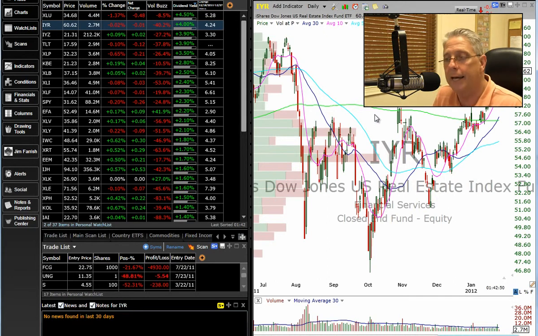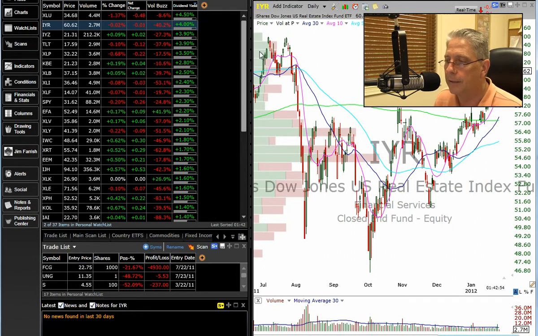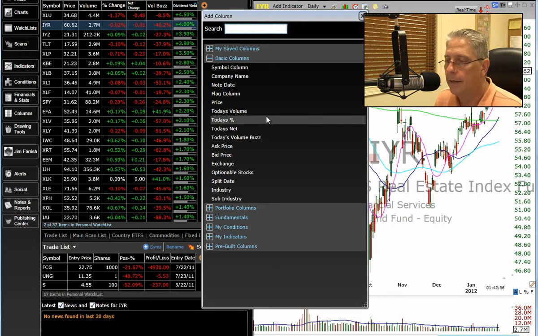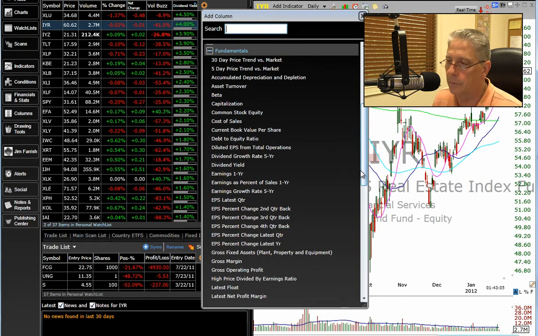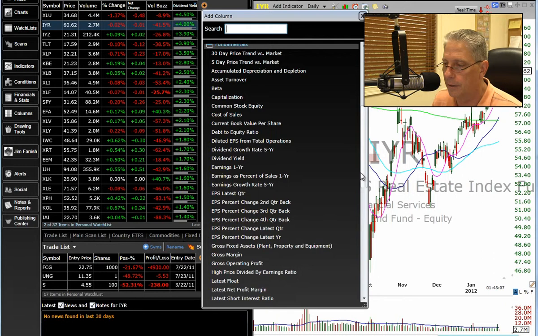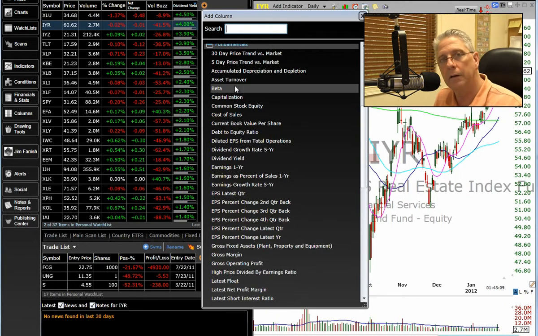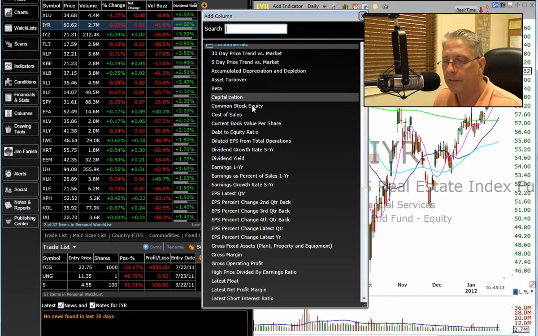So I can sort it by that. I could add to these columns right here. If I want to delete that column and add a column, and let's say that I want to do it by fundamental data, I click on fundamentals down here. And the only reason I'm doing this on this chart is not so much to tout what the Telechart does, but to show you that there's a lot of factors that go into scanning a list.